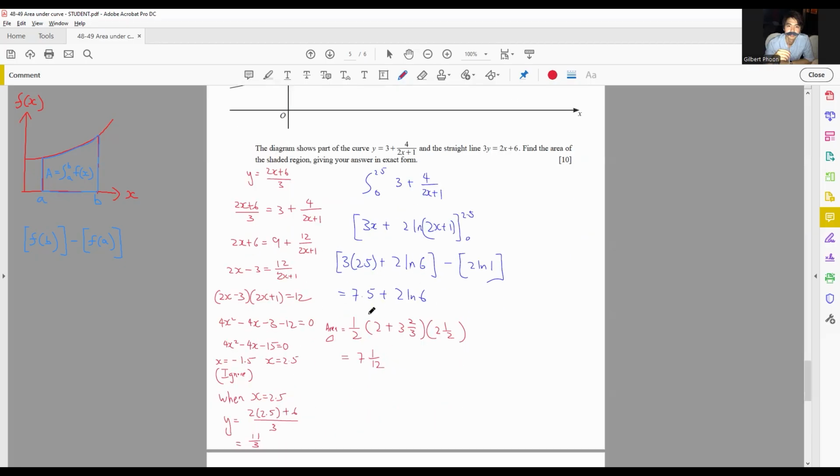Finally, just use the full value of the area under the curve, 7.5 + 2 ln 6, minus the area of the trapezium, 7 and 1/12. You would get, in fractions, 5/12 + 2 ln 6. That question asks you to give it in exact form, so I'm just going to leave my answer like this. Okay.